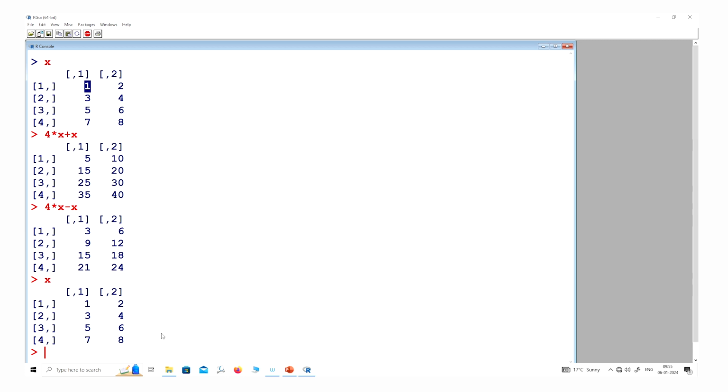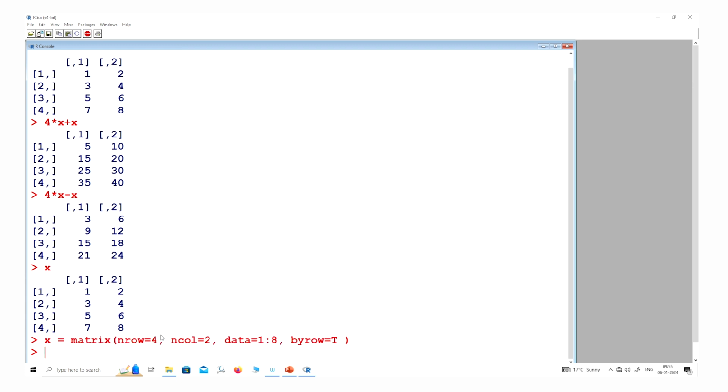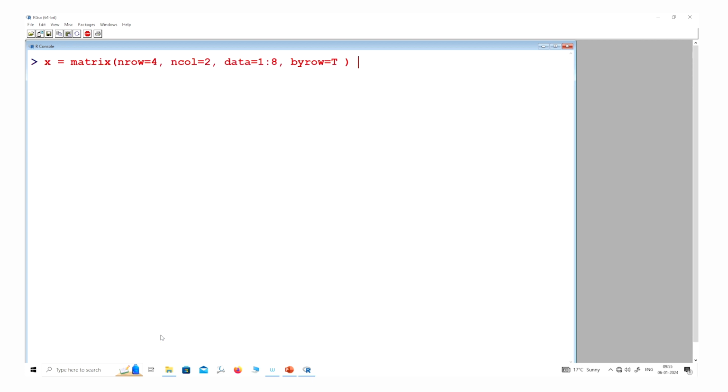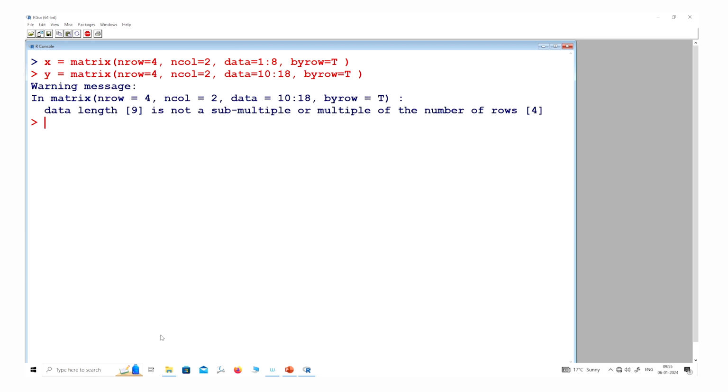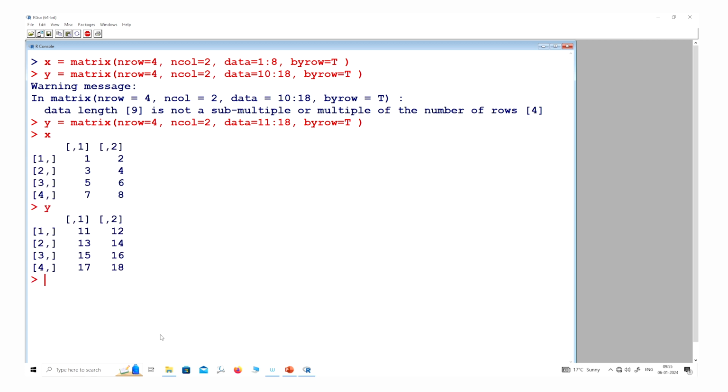So these things are working. Now, on the other hand, if you want to do something else, for example, if this is your x, let me try to clear the screen. This is your x, and suppose you want to define another matrix, say y, and see whether these things are working or not. So there is a number, let me make it 11. Yeah, so you can see x is like this and y is like this, right?